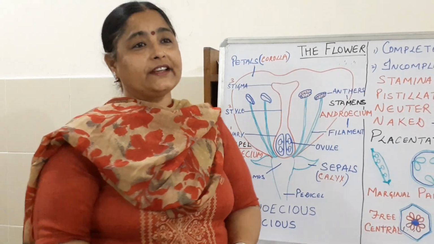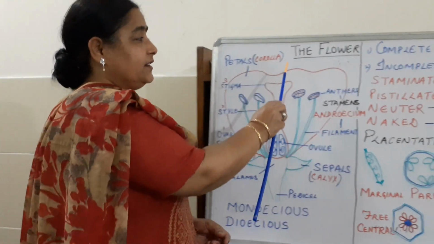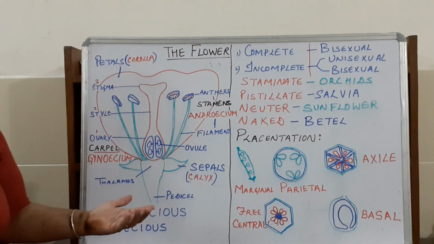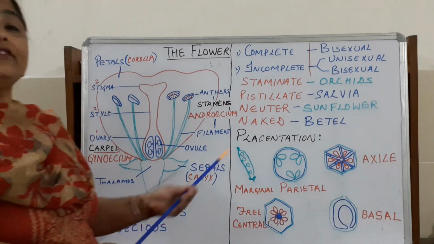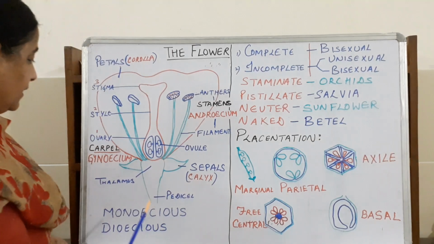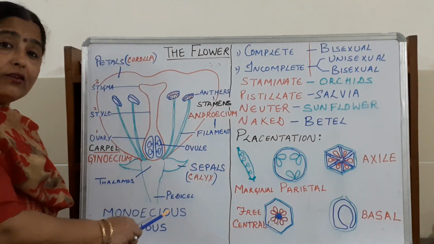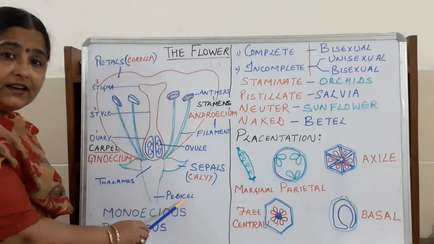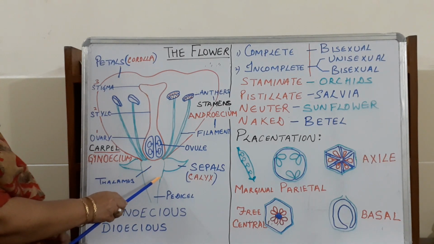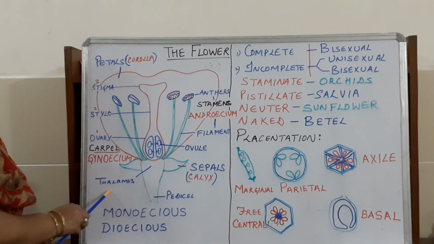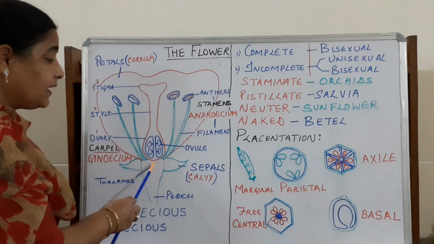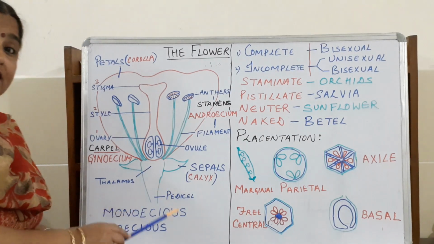Now, for the second class, the topic which was the flower, we will first revise that topic and then carry on with the various terminologies which are related to it. If you remember, the stalk of the flower was called the pedicel, and the stalk which has a swollen tip was called the platform, the thalamus, and all the floral whorls are arranged around this thalamus. There are four whorls.